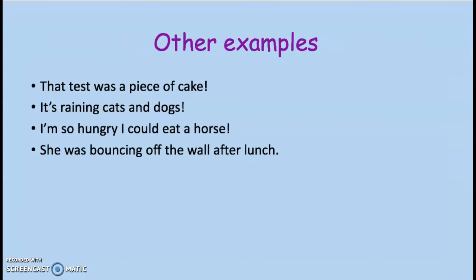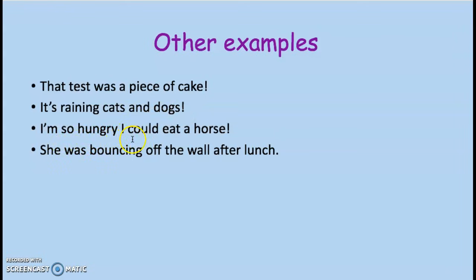Here are a few other examples that you might have heard before. That test was a piece of cake. This would be non-literal since a test is not really a piece of cake. Usually when we hear someone say this, they're trying to make the point that the test was easy. It's raining cats and dogs. Now, I don't know about you, but I have never seen cats and dogs fall out of the sky. When you hear someone say this, they're using this non-literal phrase to explain that it's raining very hard.